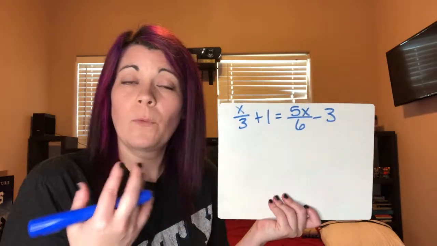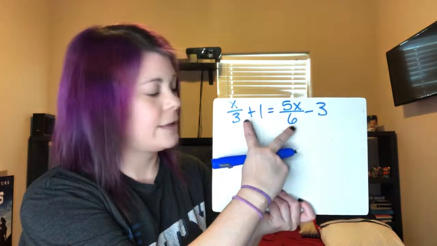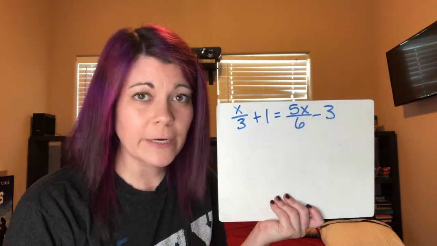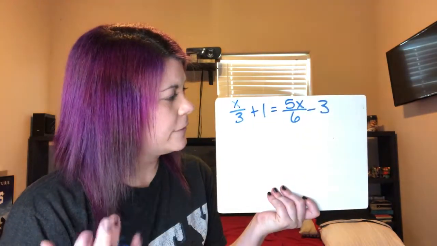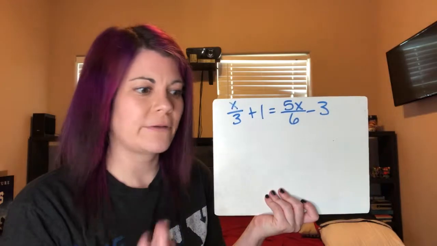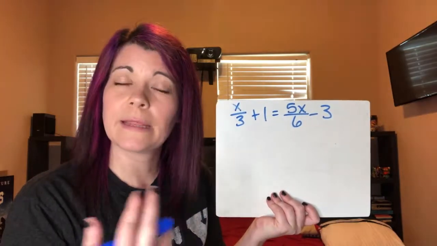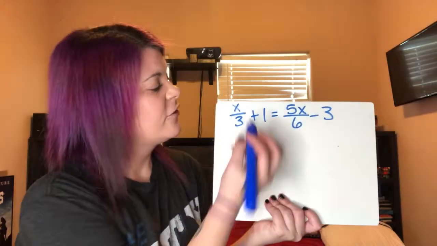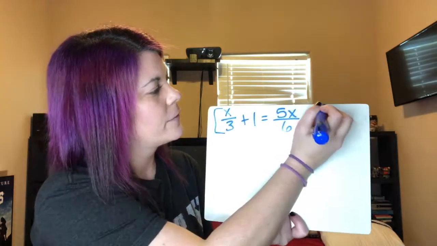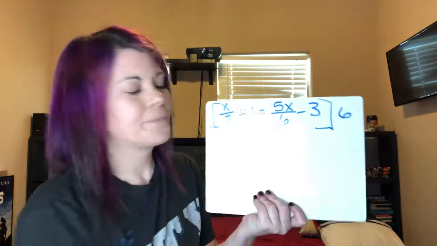So you were saying, well, what is the common denominator between 3 and 6? Really what you're looking for is the least common multiple, right? If we were to add fractions with a denominator of 3 and 6, we would make both their denominators 6, right? So we're going to multiply through by 6, okay?